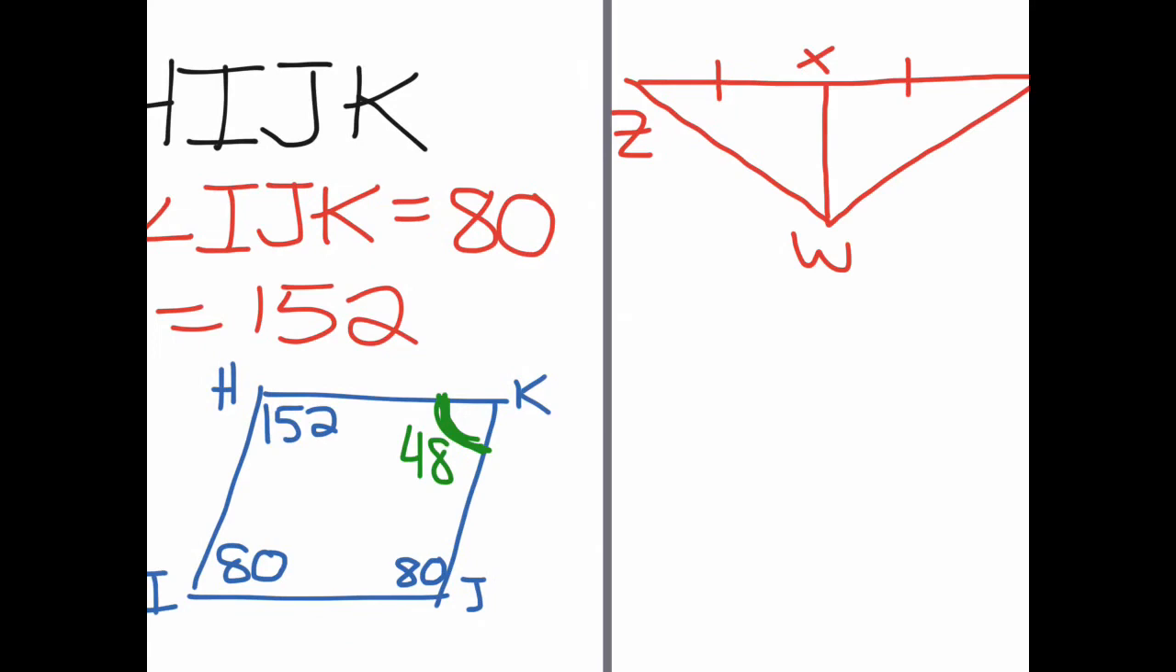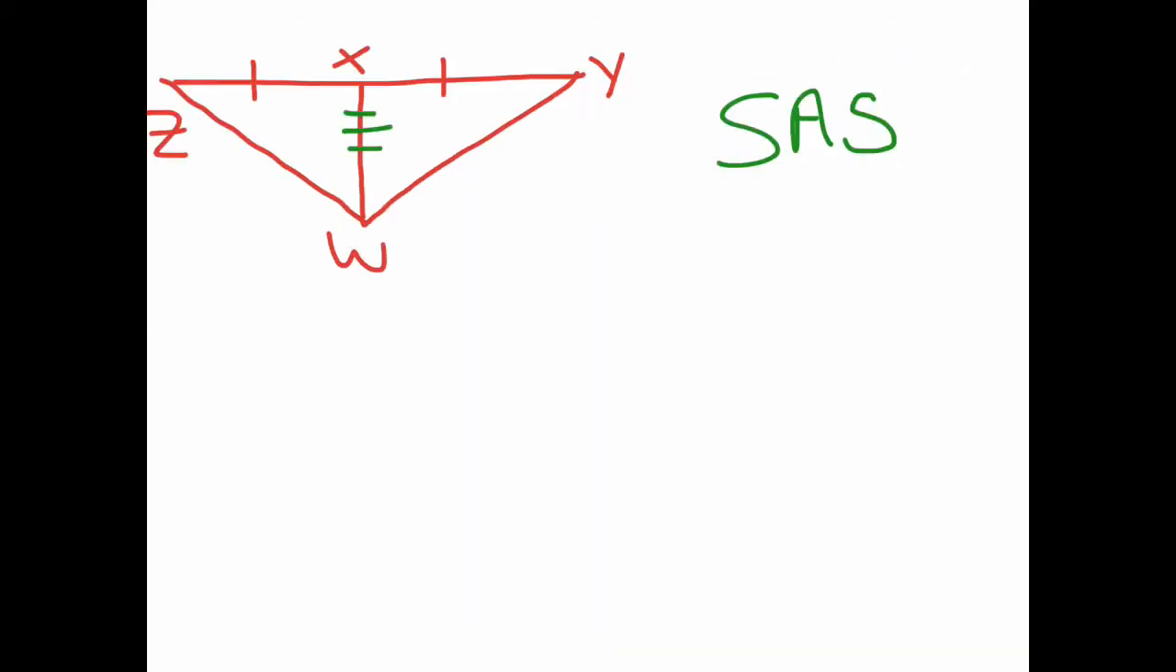Our next question asks us, what other information do we need in order to prove that the triangles are congruent using side angle side? So they've only given us one side at this point, but we can always use the reflexive property to say that XW is congruent to itself in both of these triangles. So that gives us 2 sides, and now we need the angle that's included between the 2 sides.